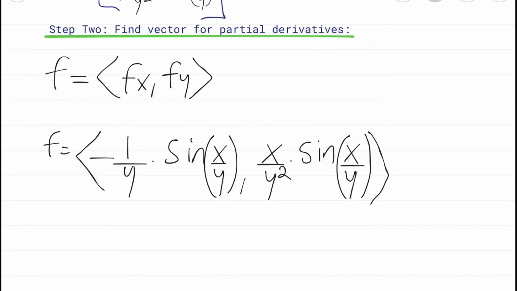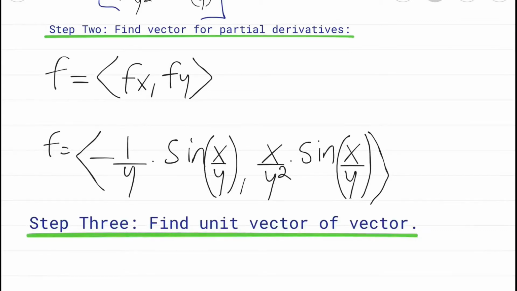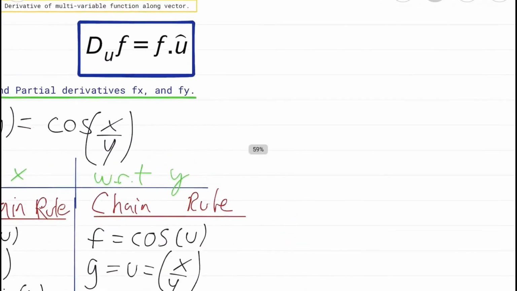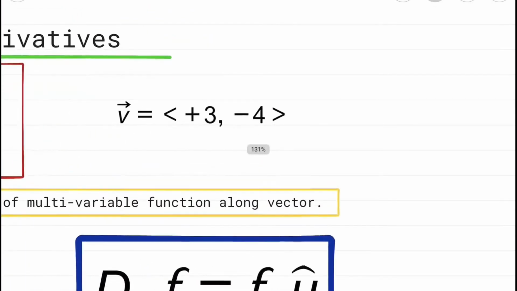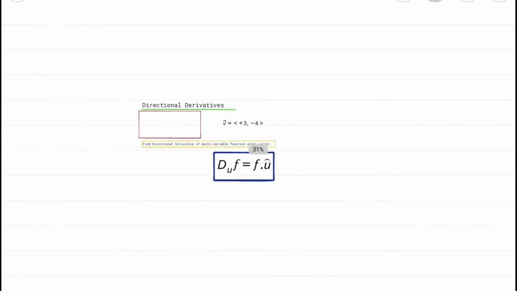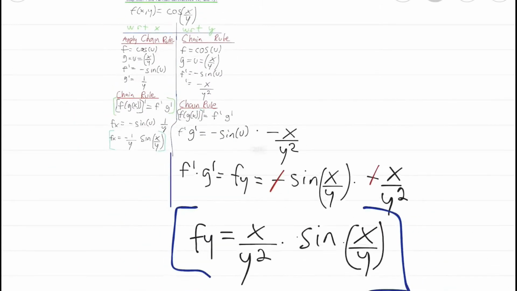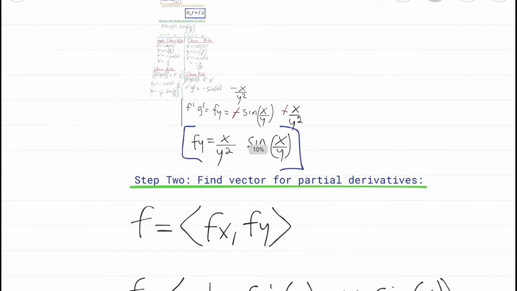So that's it for step 2. We just found the vector for these partial derivatives. Now for step 3, keep in mind that in the original problem we were given a vector, right? What vector were we given? We were given this vector of plus 3 in the x, minus 4 in the y, and then 0 in the z. So we don't worry about z for this particular directional derivative.